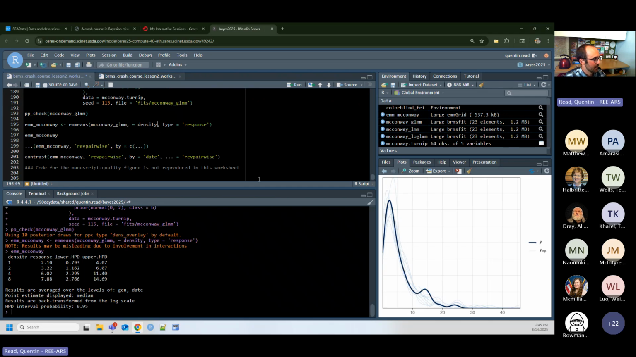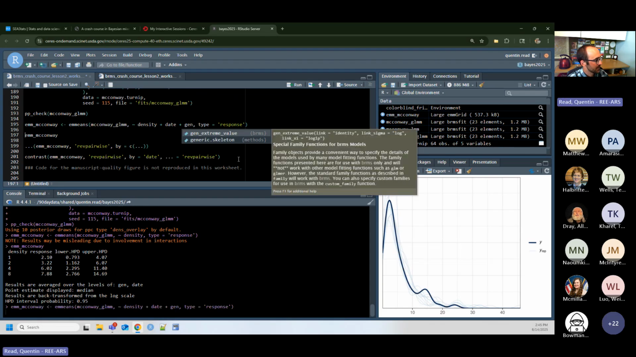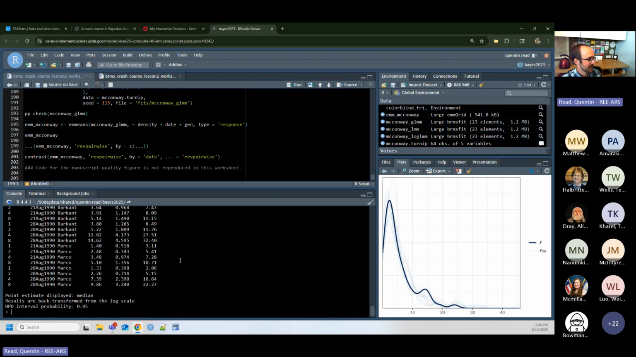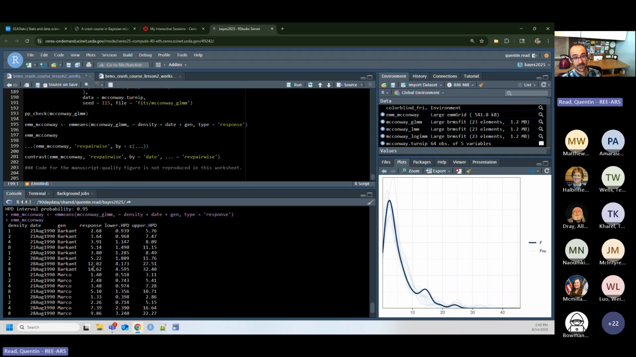So yes, we can modify line 195 and say density plus date plus genotype. Hit Control Enter. Now we don't get the note about misleading and everything, but now we get 16 combinations. 16 means, because we have 16 treatment combinations.